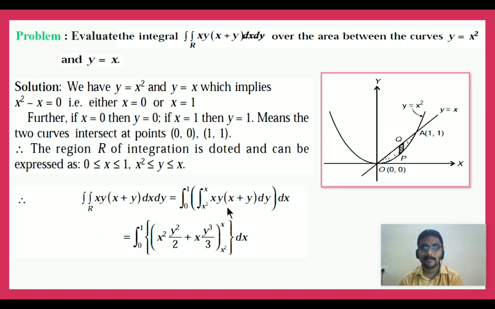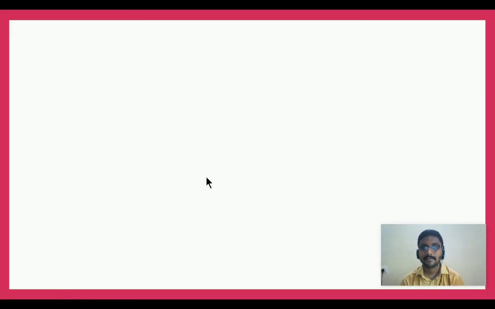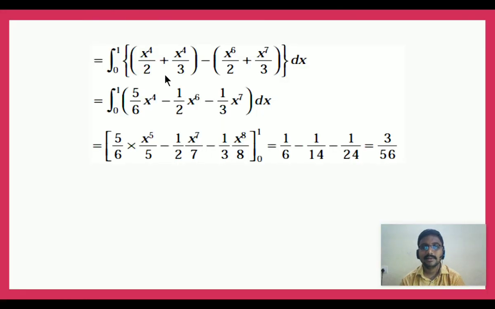Here we first apply the integration with respect to y and then x. While integrating with respect to y, we have to keep x as constant. Y integration is y square by 2. In the second term, x is treated as constant, and y square integration is y cube by 3. Now substituting the upper limit as x and the lower limit as x square, on simplifying we get this.